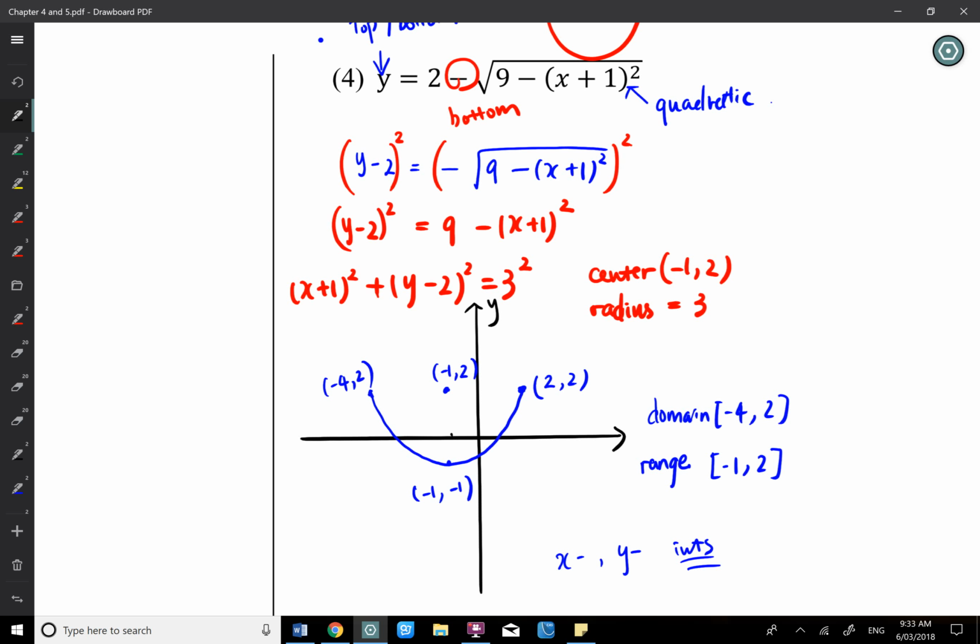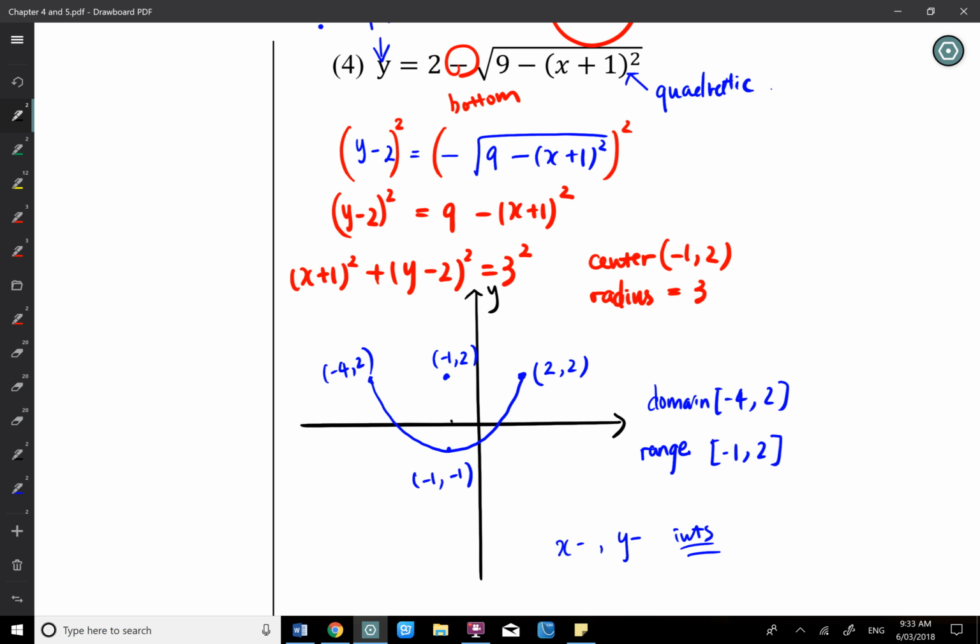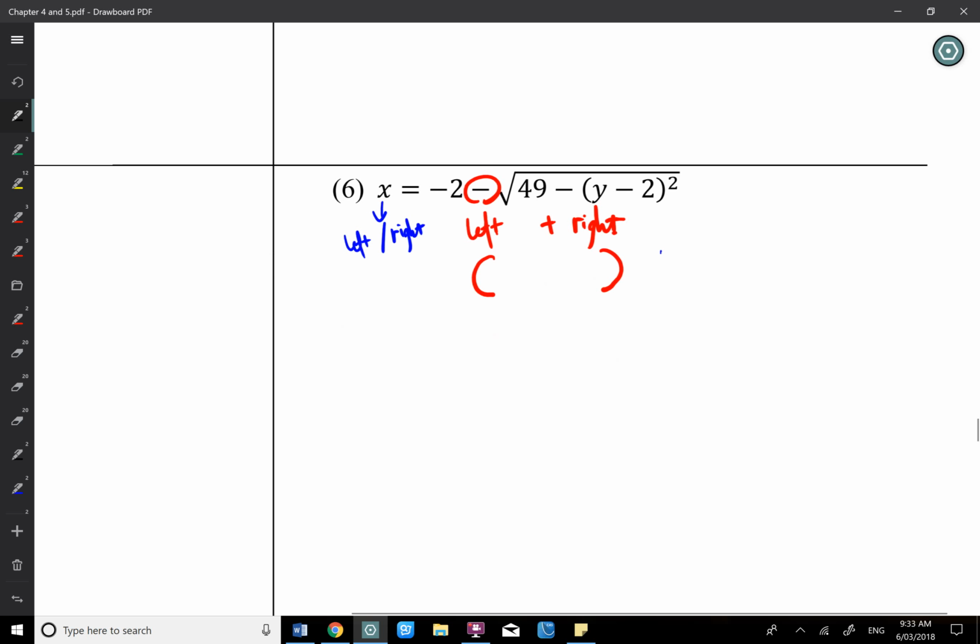Also, for sketching it, I would like to put it back into the center radius full circle form, and then I can just decide where the center is, what the radius is, and draw the appropriate part. So let's quickly go through this one. This one we know has x as the subject, so it's a left-hand side or right-hand side semicircle. And we have a minus sign here, which means it's a left-hand side semicircle.